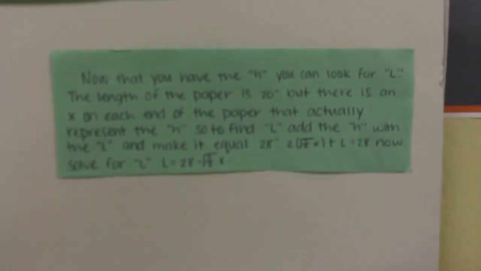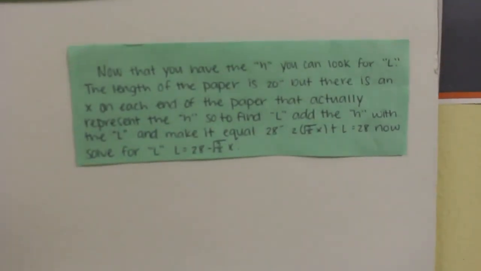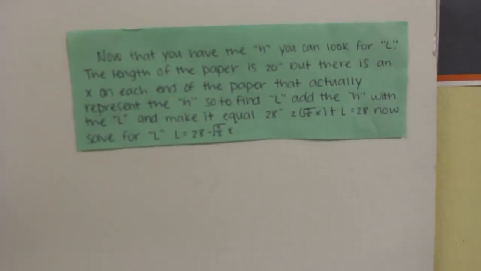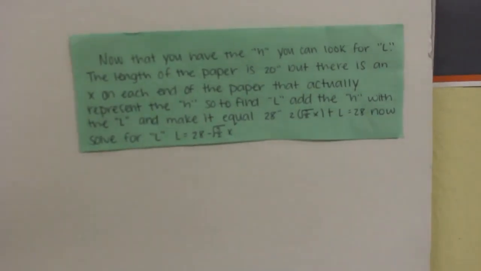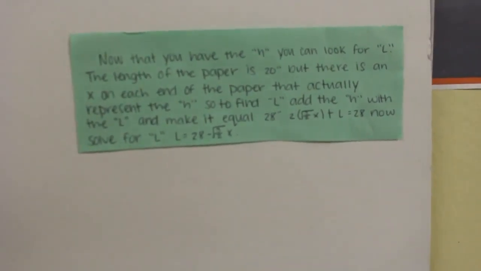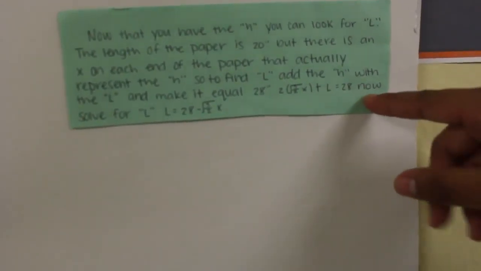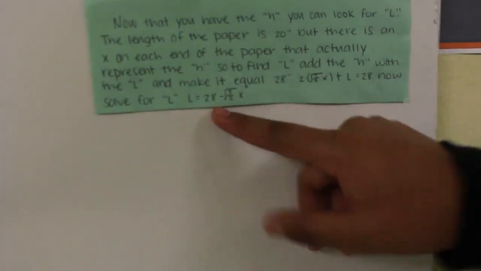Now that you have the h, you can look for the L. The length of the paper is 20, but there is an x on each end of the paper that actually represents the h. So to find L, add the h with the L and make it equal 28 to the equation. Now solve for L in that equation.